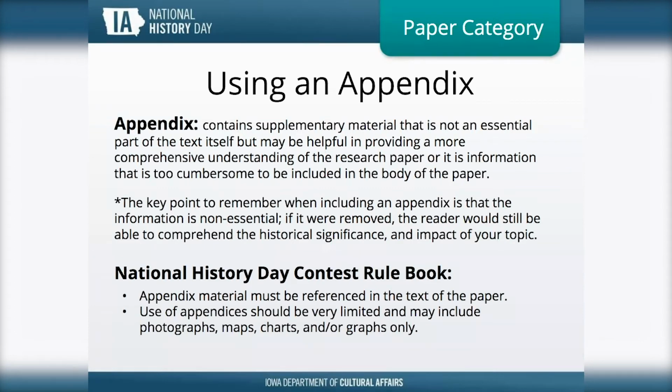So the key point to remember when including an appendix is that the information is not essential. If it were removed, the reader would still be able to comprehend the historical significance and impact of your topic. In the History Day rule book, it does say that this material must be referenced in the text of the paper. Use of appendices should be very limited and may include photographs, maps, charts, or other graphs.